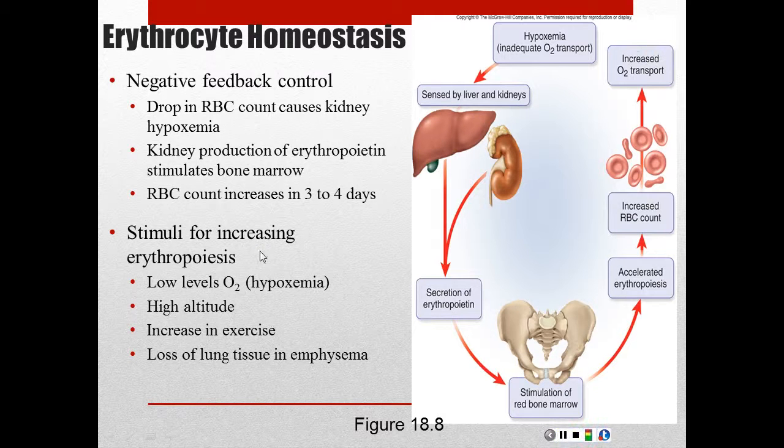In cases such as emphysema, hypoxemia cannot be corrected by increasing the red blood cell count, but the body attempts to increase it anyway, and this leads to a dangerous excess called polycythemia.